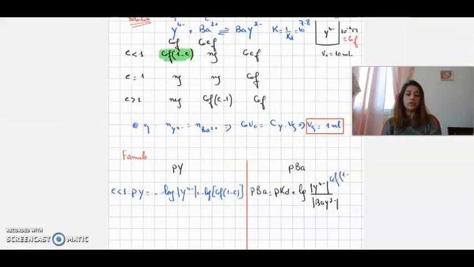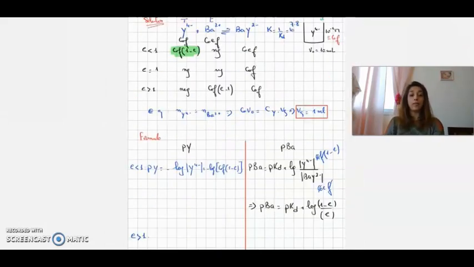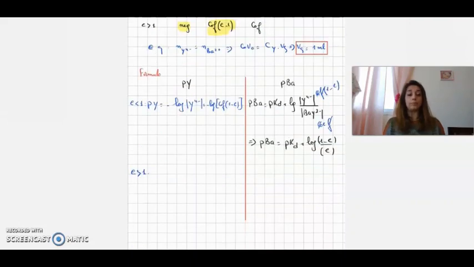If we put each concentration by its value, so we have C0F(1 - tau) for Y4-, and C0 tau F for BaY2-. We eliminate C0F, and thus we will have a formula of pBa as a function of tau. For tau more than 1, Y4- is negligible.